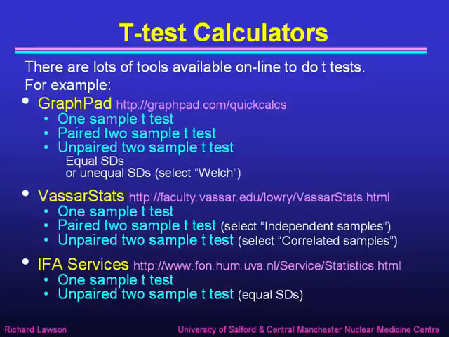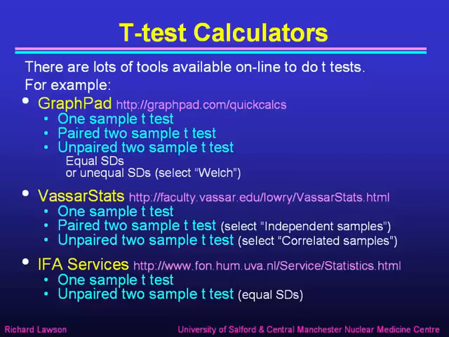If you are worried about doing these calculations and you don't fancy using Excel, there are lots of tools available online to do it. For example, some of these websites can do the calculation for you just by typing in the data. At GraphPad you can do a one-sample t-test, or a paired two-sample t-test, or an unpaired two-sample t-test. If you want to use equal standard deviations, that's fine. If you want to do unequal standard deviations, select the Welch option.